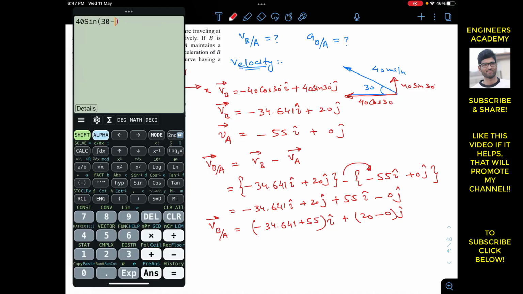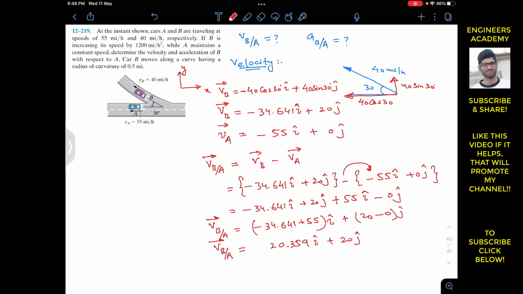So minus 34.641 plus 55 gives us 20.359 i plus 20j. So this is VBA. Now we can say that both of the components of VBA are positive. This is the x component of VBA and this is the y component of VBA.